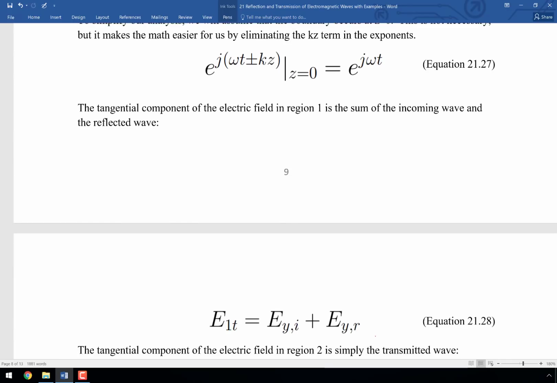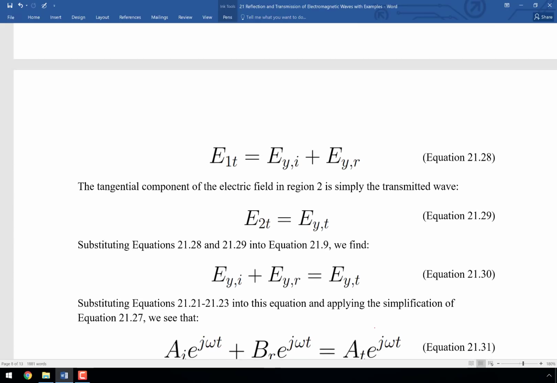Now we're going to think about where the 6 equations fit into our knowledge of what happens at the boundary. Remember that what we need is information about the tangential component in the first material and the tangential component in the second material. The tangential component in the first material is the sum of the incident wave plus the reflected wave. And in the second material, there's only the transmitted wave. So we can write these 2 equations that relate e sub 1t and e sub 2t. Remember that e sub 1t is equal to e sub 2t, and all we're doing is substituting equations 21.28 and 21.29 into that relationship, e1t equals e2t.